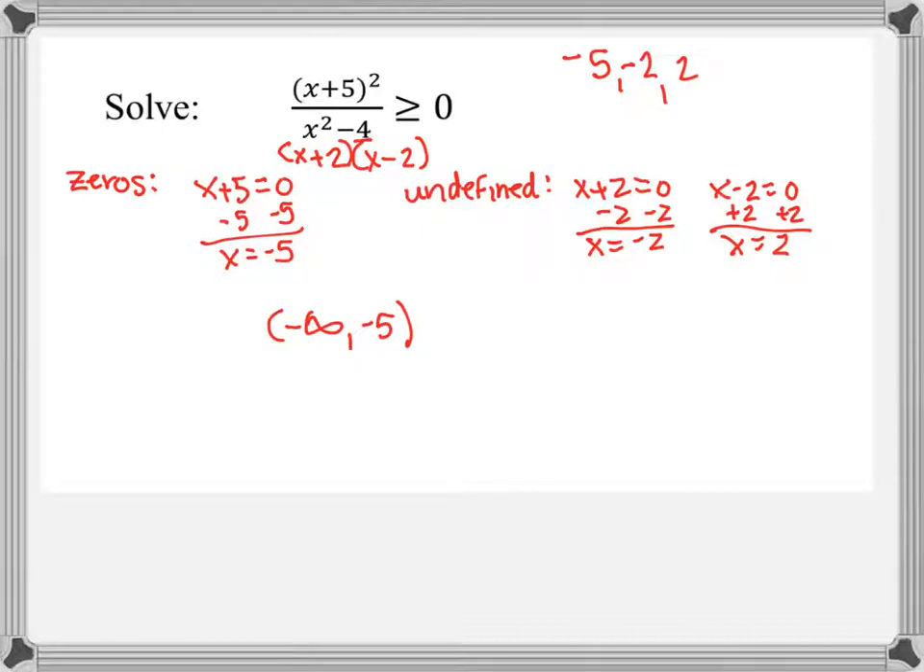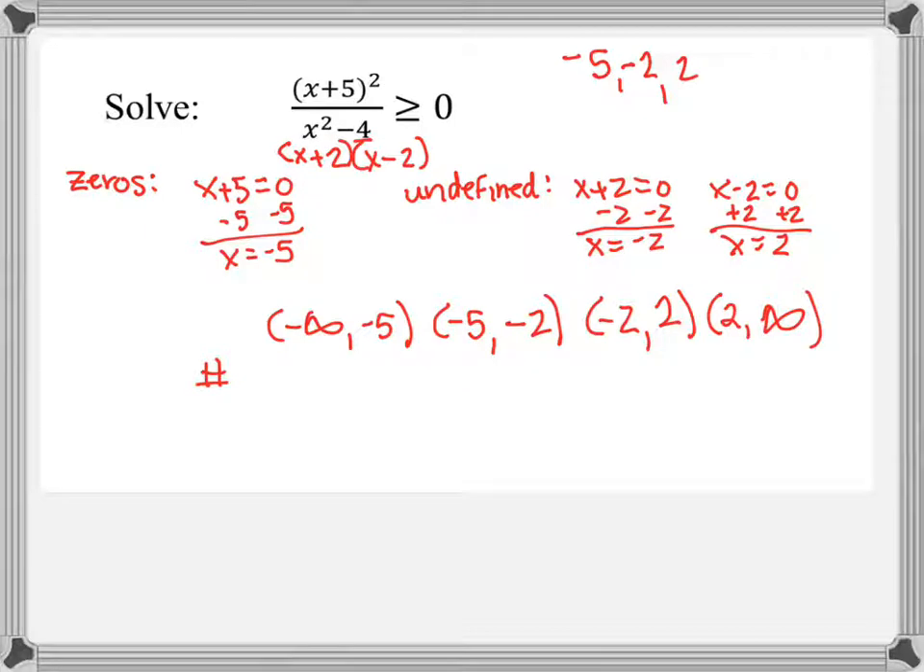So we will have an interval that goes from −∞ to −5, an interval that goes from −5 to −2, one that goes from −2 to 2, and finally one that goes from 2 to +∞. We will choose a number in each interval, we will evaluate the left-hand side, and we will draw a conclusion.